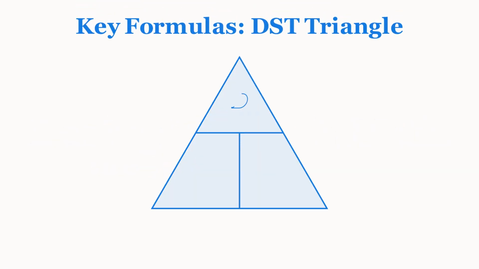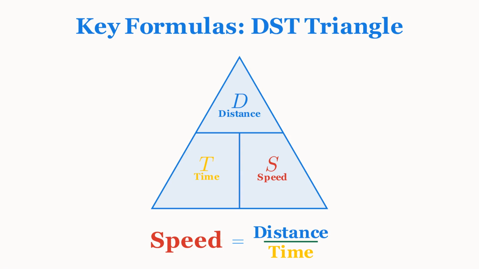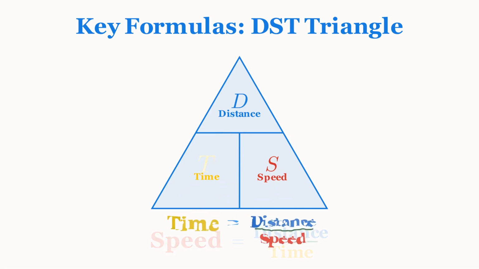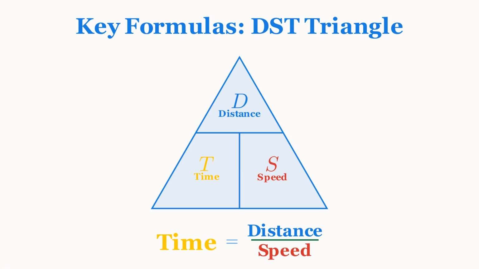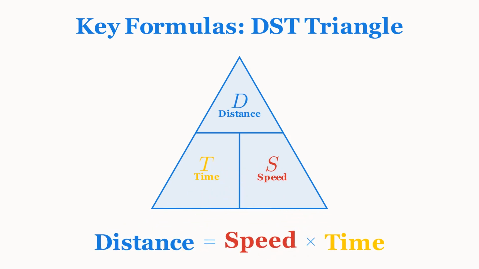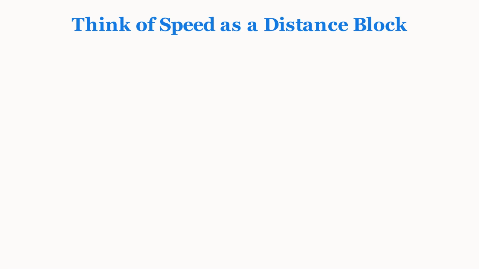The DST triangle is your secret weapon. D for distance at the top, S for speed and T for time at the bottom. Cover the letter you want to find. Speed equals distance divided by time. Time equals distance divided by speed. And distance equals speed times time. Remember this triangle.